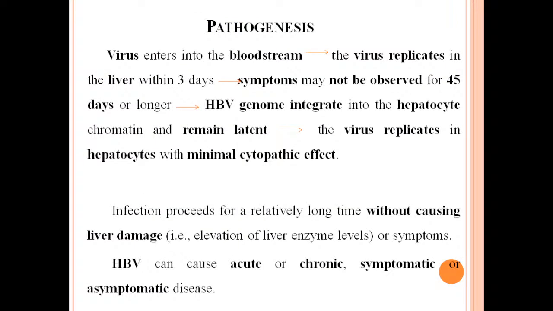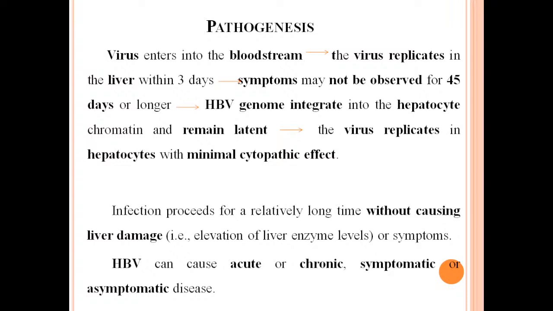Pathogenesis of hepatitis B. The virus enters the bloodstream, then it replicates in the liver within 3 days. Symptoms may not be observed for up to 45 days or even longer. The hepatitis B virus genome integrates into the hepatocyte's chromatin and remains latent.